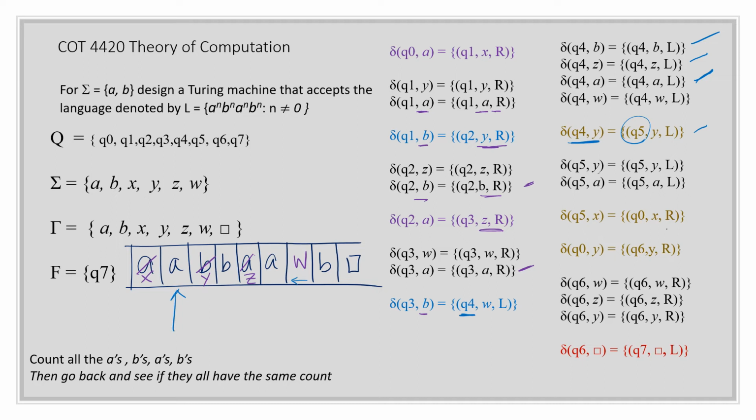Now we have an A. We are in Q5. We have an A. We're going to leave it alone and move left. Now we're in Q5. We have encountered an X. So we're going to move to Q0, leave the X alone and move right.